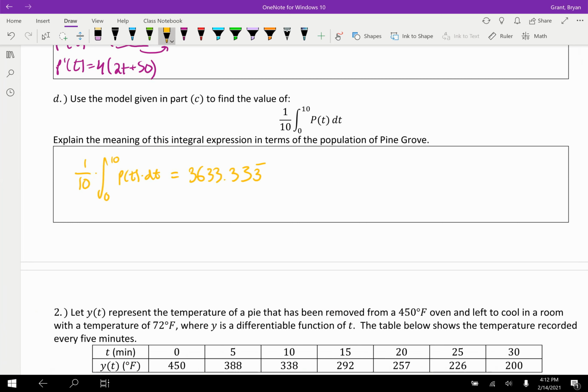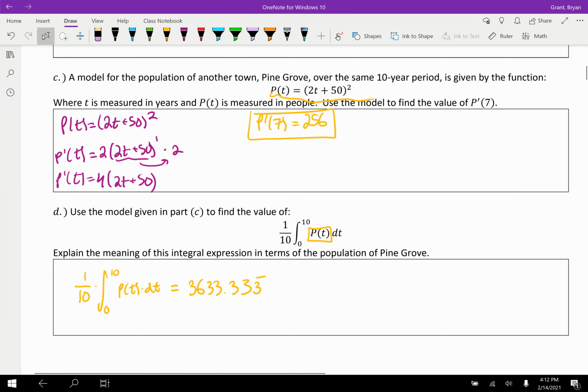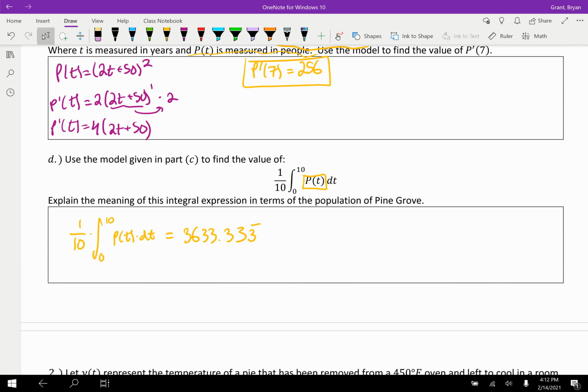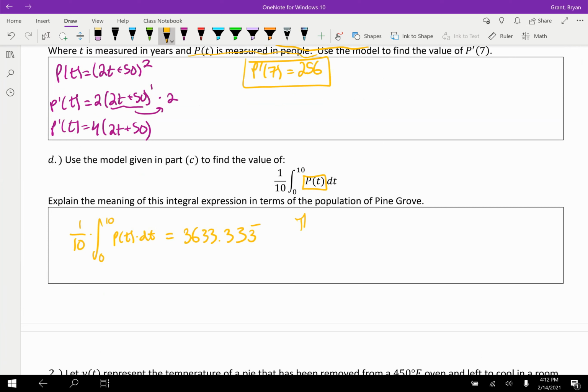Explain the meaning. What does this integral tell us? Well, this is our average value theorem. It's going to tell us the average value of whatever P of t is. So what is P of t? Well, P of t is measured in people, so this is going to be the average number of people. All right, so how do we explain that? We would say the average number of people in Pine Grove from t equals 0 to t equals 10 is 3633.333 people. And there we go.